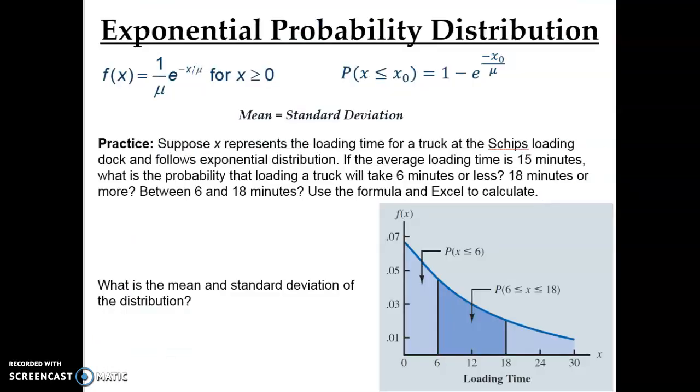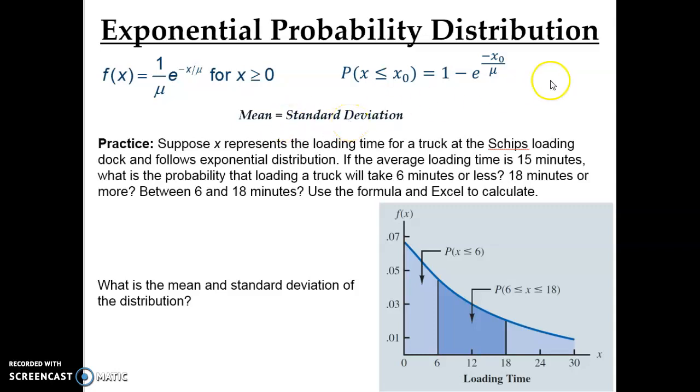The next continuous probability distribution we're going to look at is the exponential. It has a probability density function of this for any x value greater than or equal to 0. And we can find the probability of any x value occurring with this formula here. One thing that's convenient about the exponential is the mean will be equal to the standard deviation.